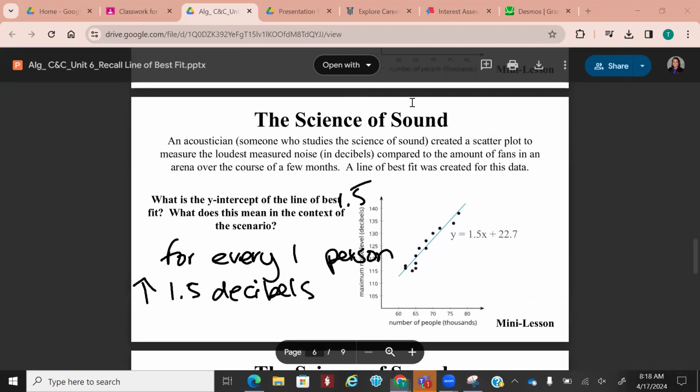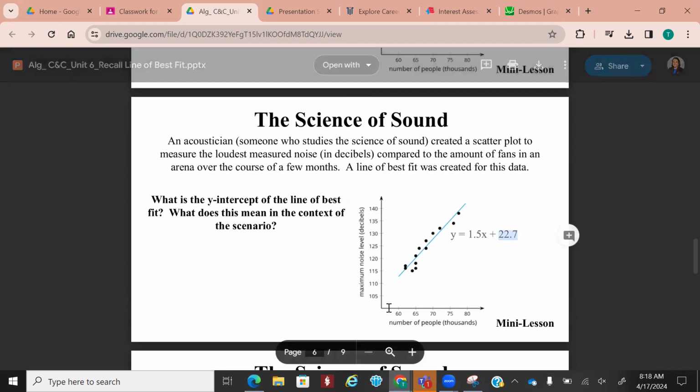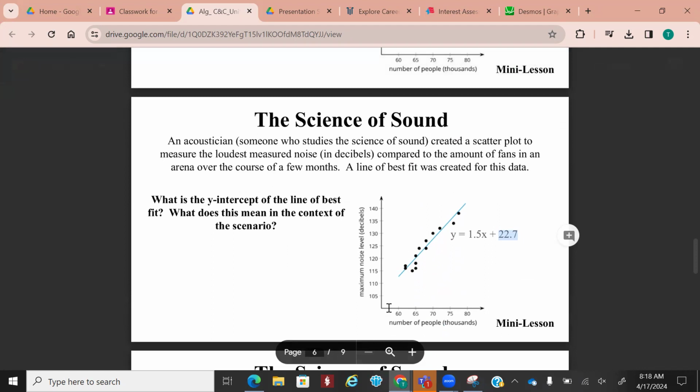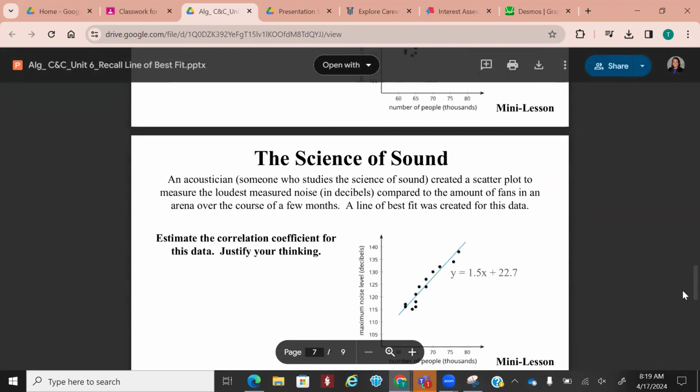Now, what is the y-intercept of this guy? Okay, and what does that mean in context? Okay, but it's with no people. So how does that make sense? When you go outside, is it ever quiet? No. What's going on outside? Nature. So we got birds chirping, we've got cars going, wind, trees, etc. Right? It's never quiet. So that 22.7 represents the initial amount of noise.